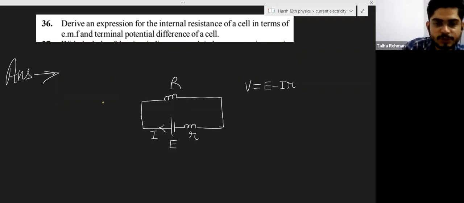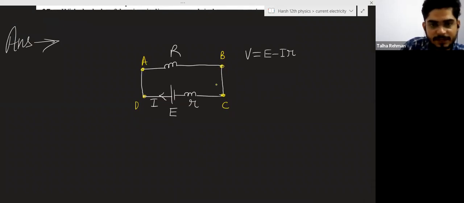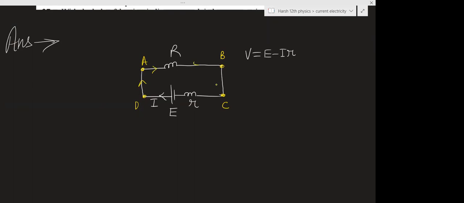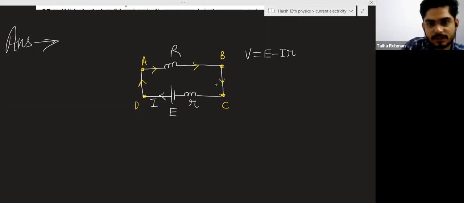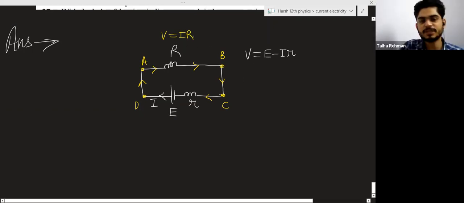So what you will do, you will choose points like this: A, B, C, and D, and current is flowing like this. And what is the potential difference across this R? If current I is flowing, this will become IR, the potential difference across this R.